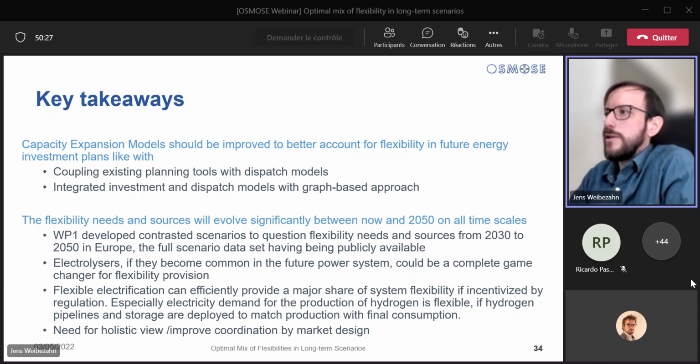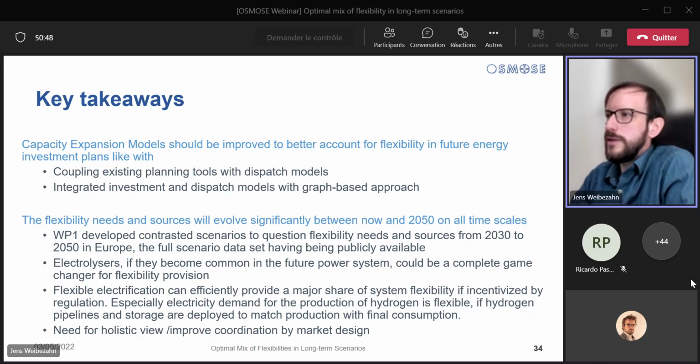Flexibility needs and sources will have to evolve significantly between now and 2050 on all timescales. And work package 1 here developed some contrasted scenarios to question flexibility needs in Europe on the 2030 and 2050 timescale.